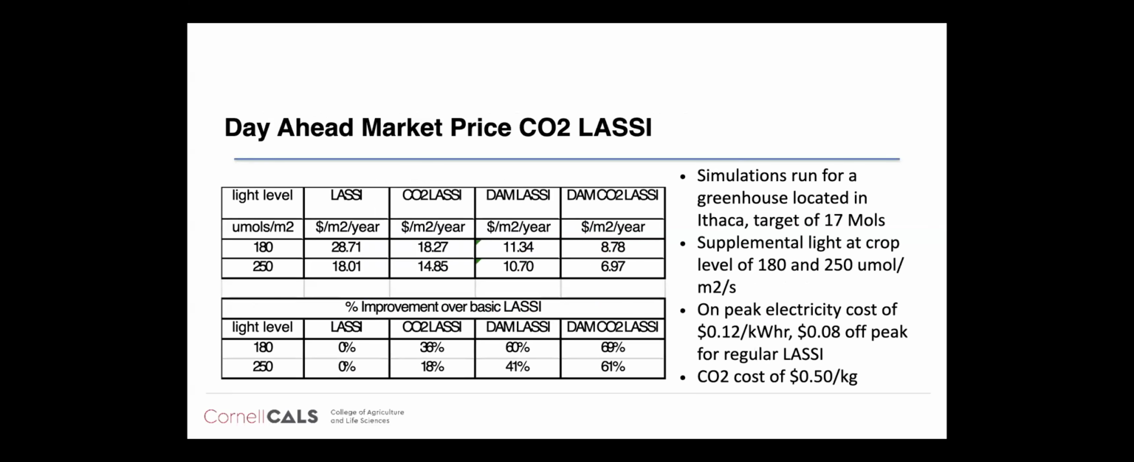I think the next slide is a table with the costs, and this is where we can really see the benefits of the different algorithms. With our basic LASSI at 180 micromoles, we're looking at about $30 per square meter per year to operate. With CO2 LASSI, almost half is the operating expense, slightly more than half. And then the day ahead market price LASSI is only $11.34 per square meter per year, almost a third of the original LASSI.